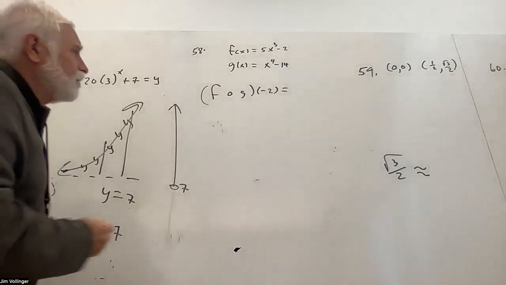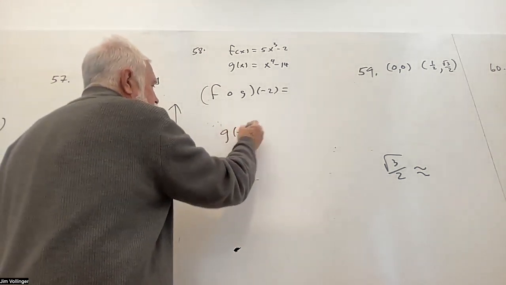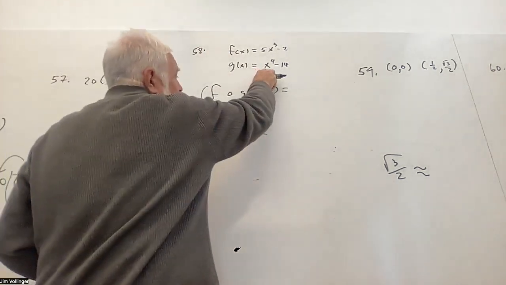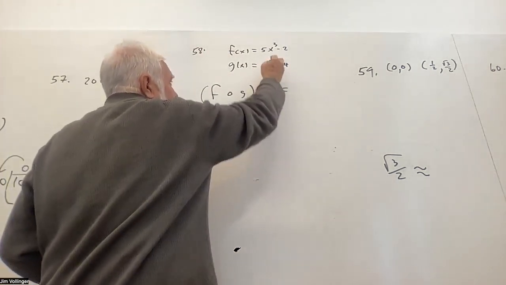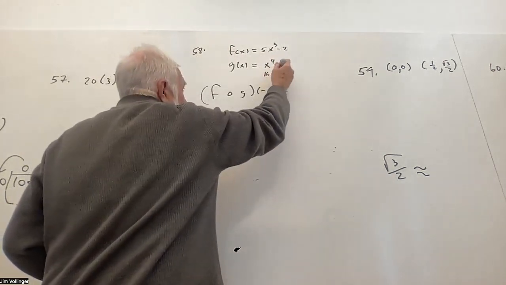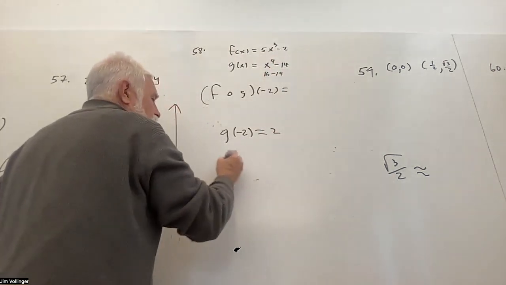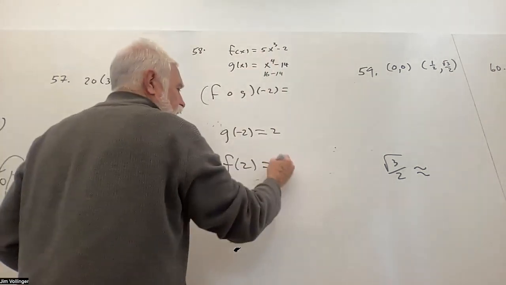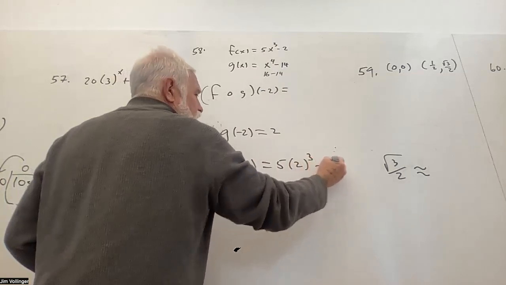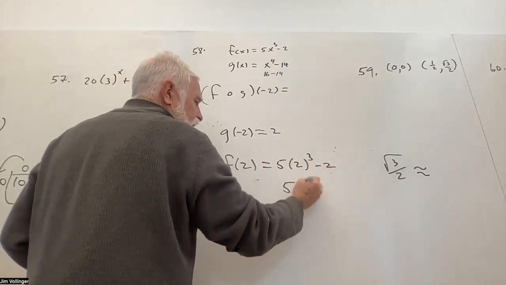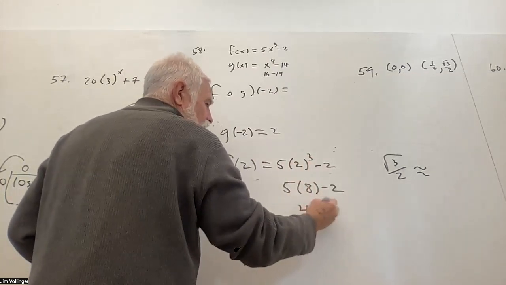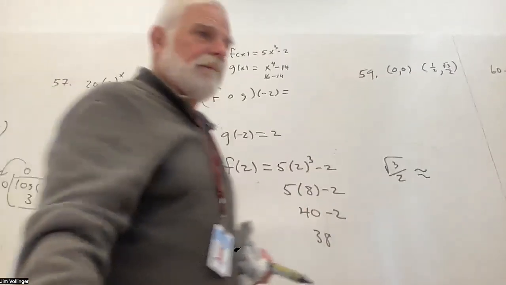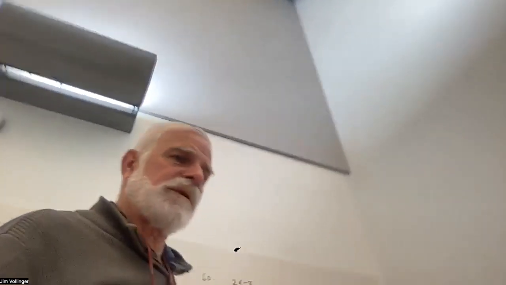F of g of -2, so we got to do g of -2. Find that value, and then we'll put it into the f function. Minus 2 to the 4th is 16, right? Even number of negatives. Minus 14 is 2. And so now I got to do f of 2, which is what this means. F of 2 is 5 times 2 cubed minus 2, which is 5 times 8 minus 2, which is 40 minus 2. Answer 38.